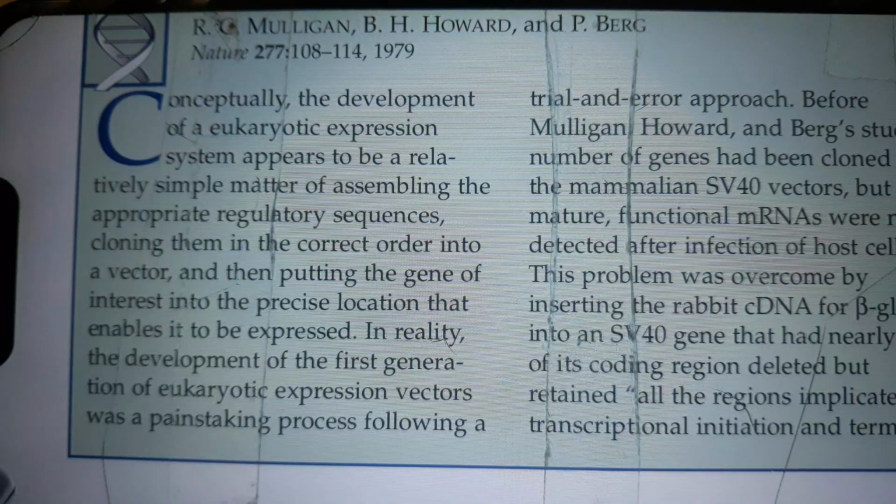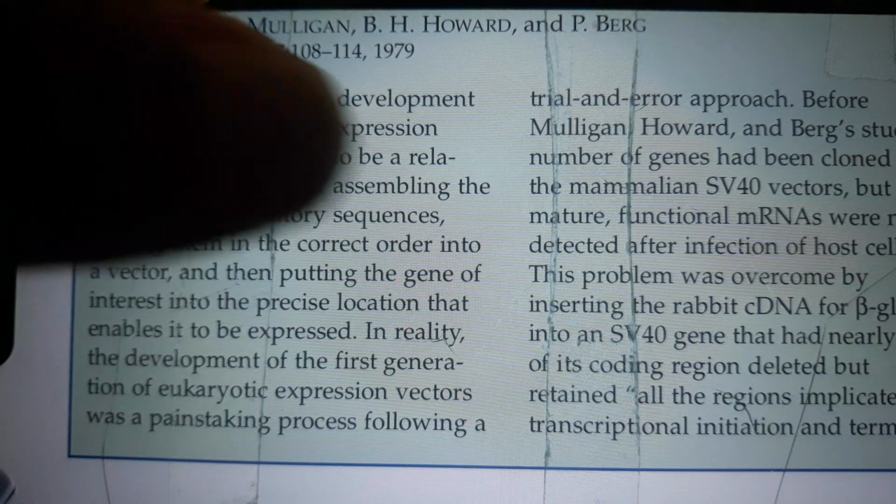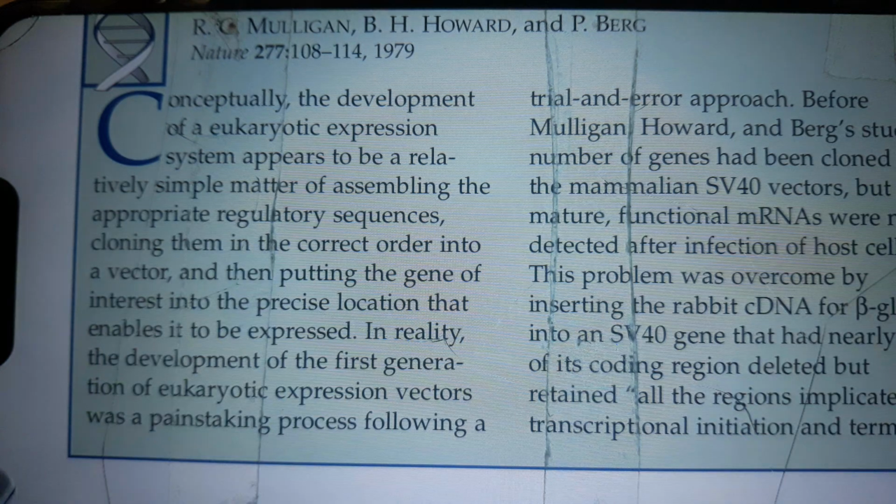Conceptually, the development of a eukaryotic expression system appears to be a relatively simple matter of assembling the appropriate regulatory sequences, cloning them in the correct order into a vector, and then putting the gene of interest into this precise location that enables it to be expressed. In reality, the development of the first generation of eukaryotic expression vectors was a painstaking process following a trial and error approach. Before Mulligan, Howard, and Berg's study, a number of genes had been cloned into the mammalian SV40 vectors, but mature functional mRNAs were never detected after infection of host cells.